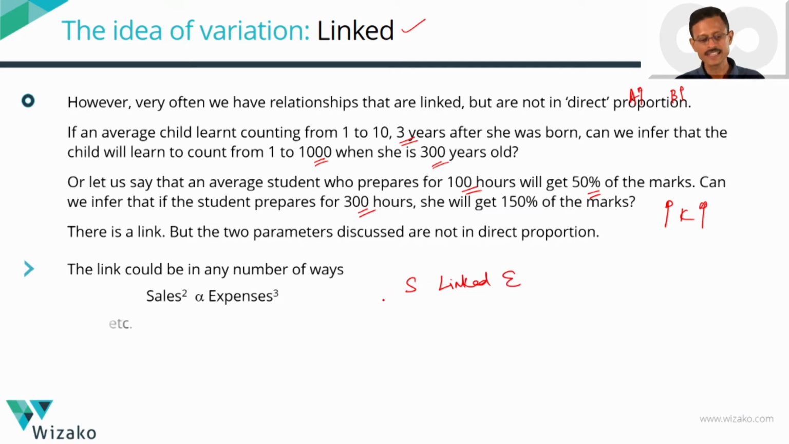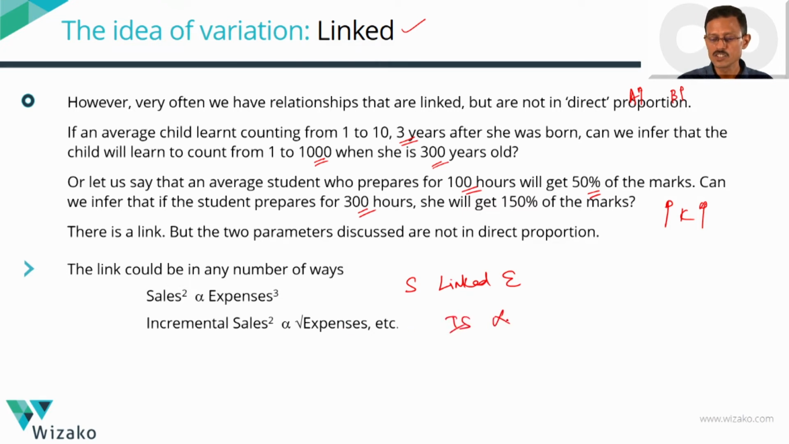Another example, incremental sales. The square of incremental sales is proportional to the square root of expenses. Incremental sales is not proportional to expenses. Incremental sales is linked to expenses. So incremental sales and expenses do not have a direct variation. So this is the idea behind linked.